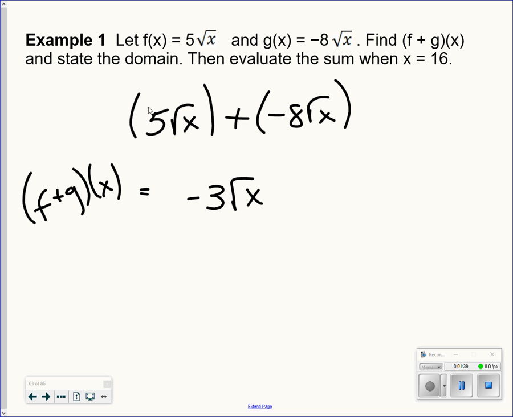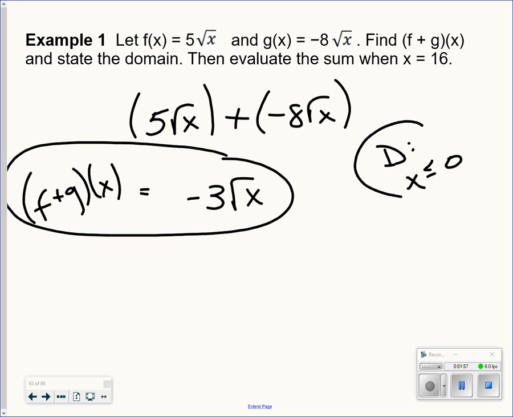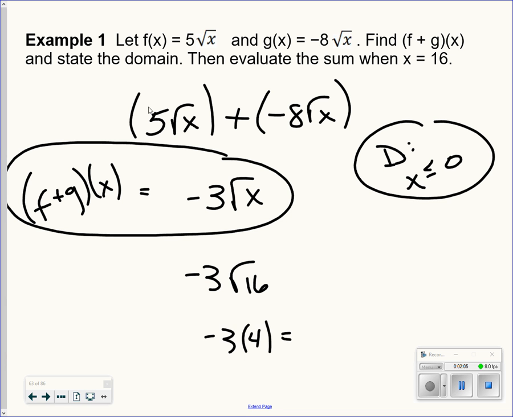Now, what about the domain? Well, the domain would be x just basically can't be less than or equal to 0. So as long as you don't have any negative numbers, this is okay. And then it wants me to evaluate, so that's one answer. The domain is the other answer. And then they want me to actually plug 16 in for the function. So -3 times 4, and evaluate, you get -12. So there's three answers here. Finding the addition of f plus g, finding the domain, so the domain values you're allowed to use in the question, and then evaluate when it's at 16.